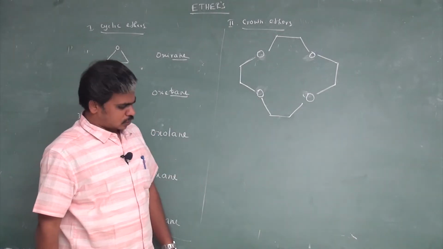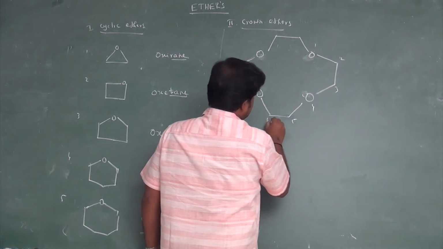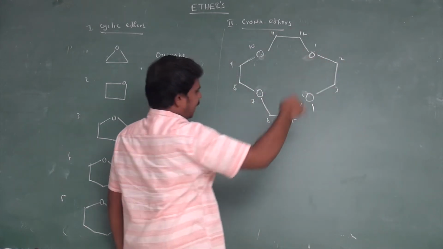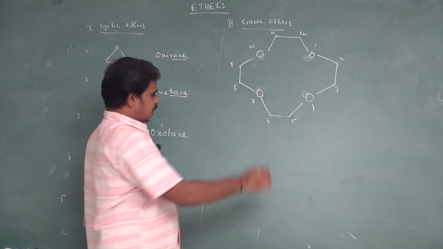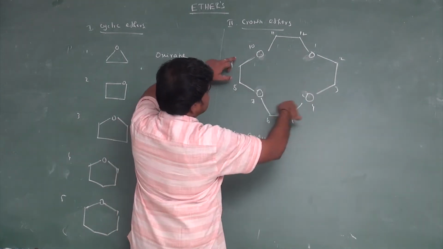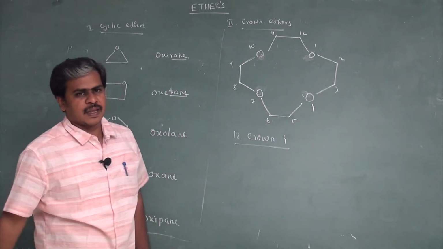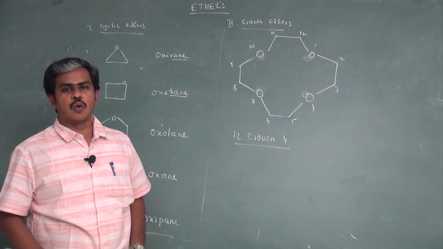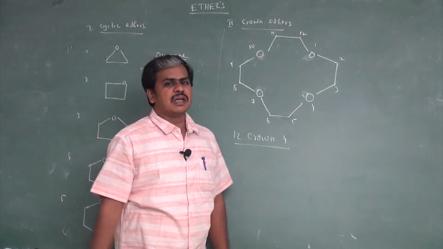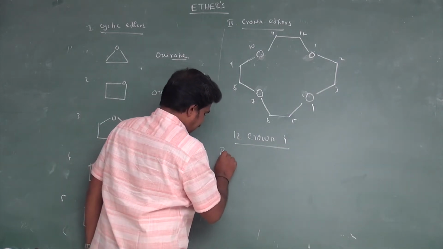Now for naming the crown, we take any one. Here 1, 2, 3, 4, 5, 6, 7, 8, 9, 10, 11, 12. So the ring is made up of 12 members, so that it is 12-crown. And how many oxygen atoms are there? It is 4. So 12-crown-4. Likewise, we may name the crown ethers. Okay. Now we may take the next topic, the preparation methods of ethers.